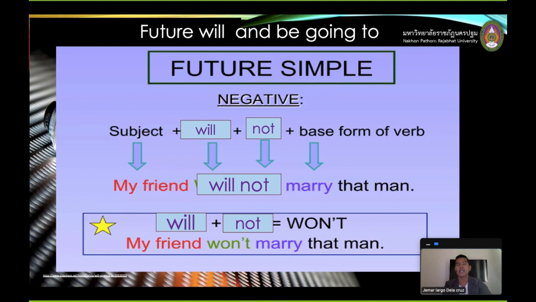Okay. Next is negative. So subject plus will plus not. So you just only put not. So my friend will not marry that man. So will not, the contraction will become won't. Okay. My friend won't marry that man.